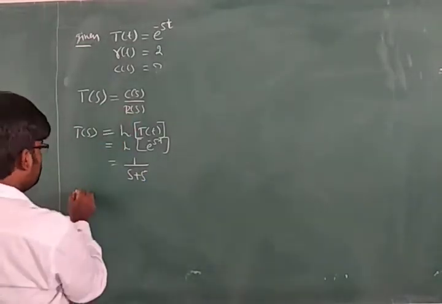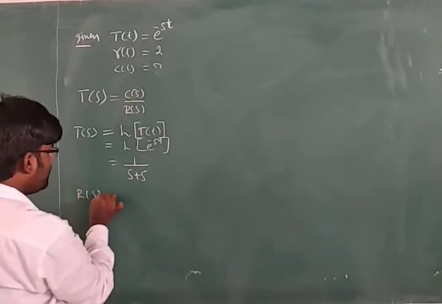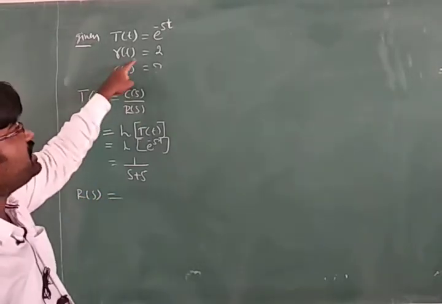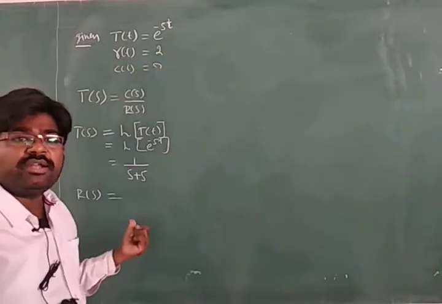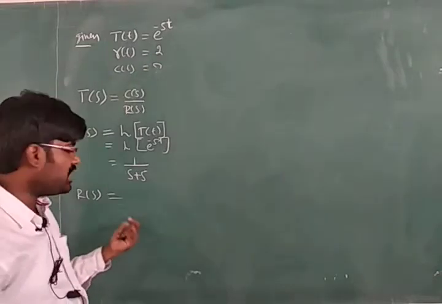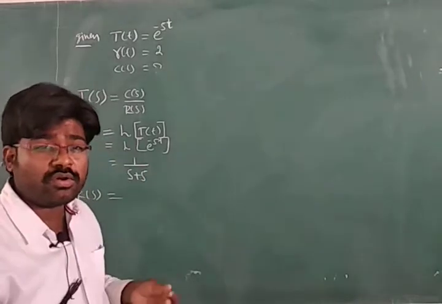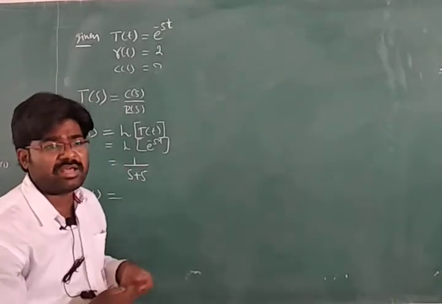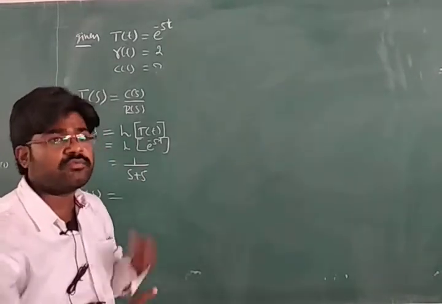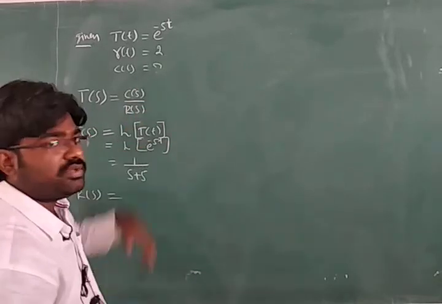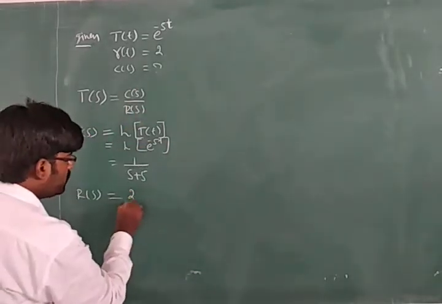Similarly, r of s can be identified: r of t is given as 2. What is the Laplace transformation of 2? You already know the Laplace transformation of a constant 1 is 1 by s. If 1 is 1 by s, the Laplace transform of 2 is 2 by s. So it will be 2 by s.